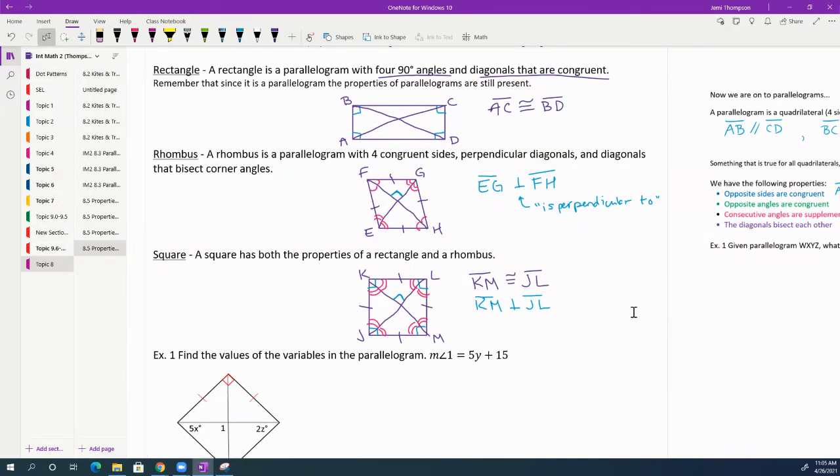The first example would be easier if they told you what kind of parallelogram it was. But it's not given. So we have to use a little bit of our sleuthing skills to figure it out. Example 1, find the values of the variables in the parallelogram when the measurement of angle 1 is equal to 5y plus 15. And on the picture there, you'll see a 5x degrees and a 2z degrees in the corners.